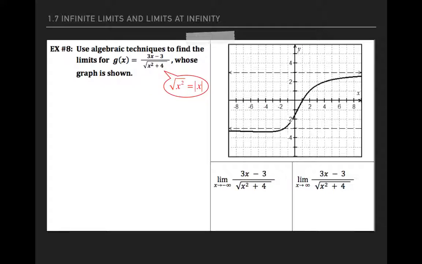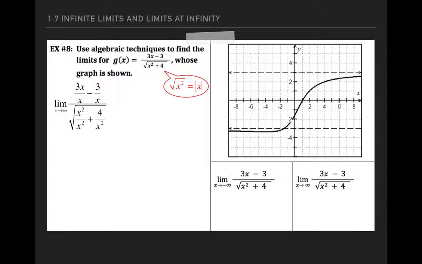Last example here. We're going to use algebraic techniques to find the limits for this g function. Now, we already can see these limits graphically here, but we're going to use algebraic techniques. Now, in red there, I've reminded you of something. When you take the square root of x squared, that's really the absolute value of x. So this is a different scenario. Yes, in that denominator, we're going to divide those terms by x squared, but really that is the same thing as the absolute value of x.